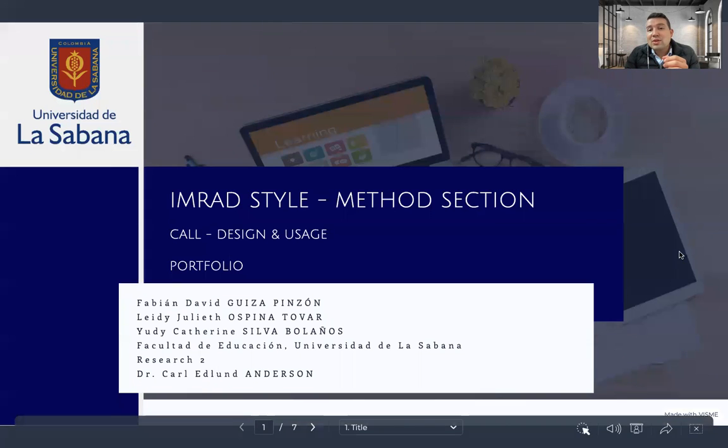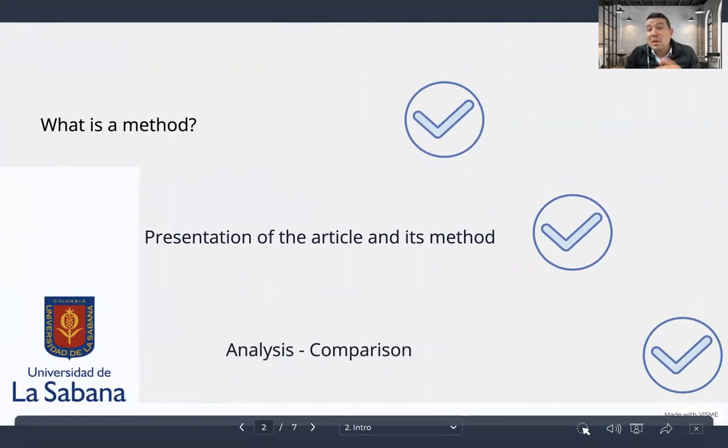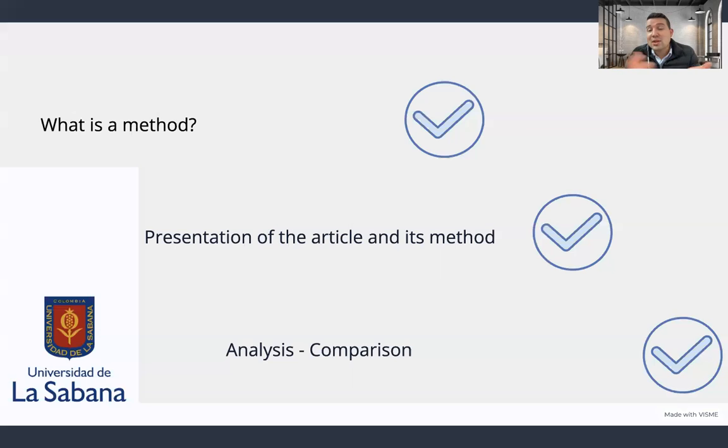So what we are going to have in this presentation today: we are going to remember what a method is, what the characteristics of a method are, the presentation of the article selected and its method, and the process of analysis and comparison that we made between the theory and what we found in the article.